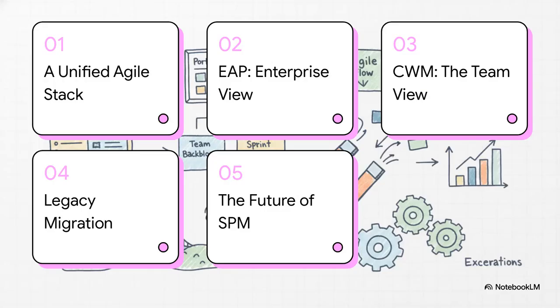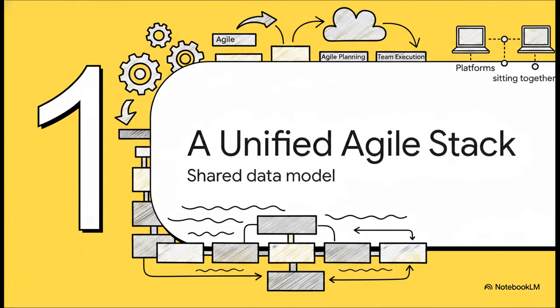To unpack that, here's our agenda. First, we'll look at a unified agile stack. Then, EAP, the enterprise view. Third, CWM, the team view. Fourth, navigating the legacy migration. And finally, the future of SPM. Let's get into it. Section 1.